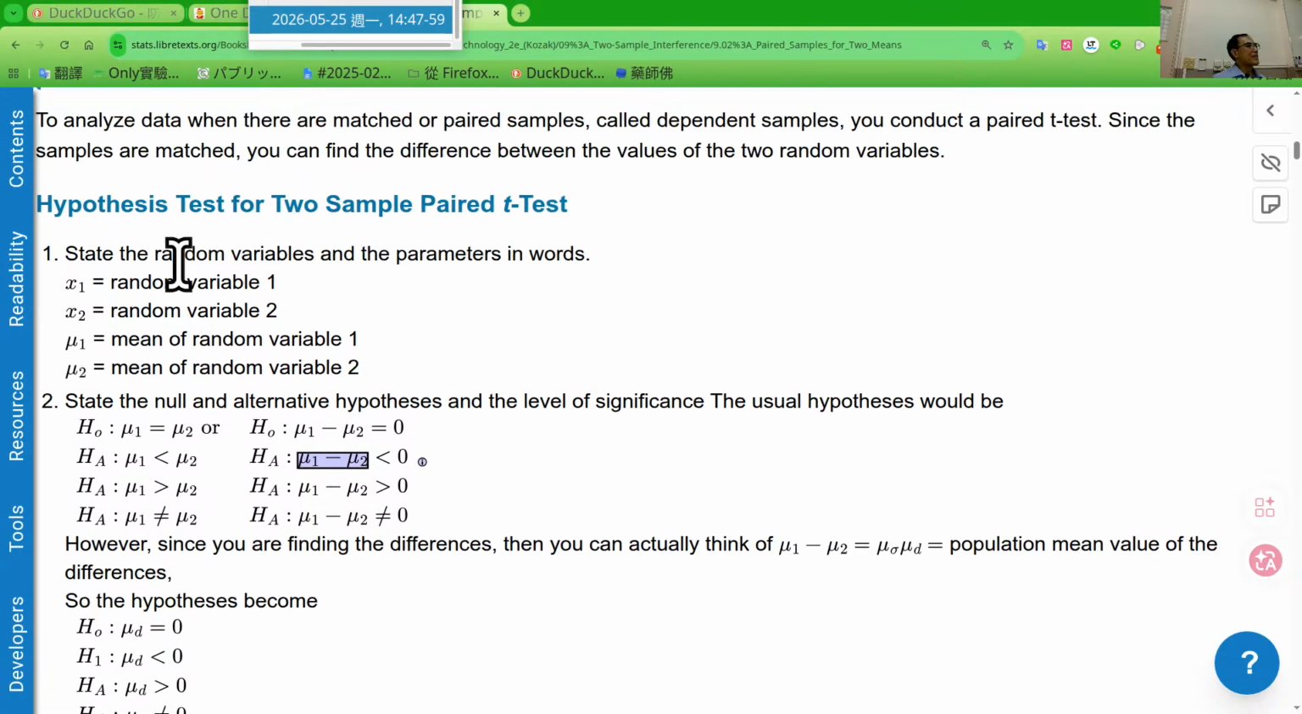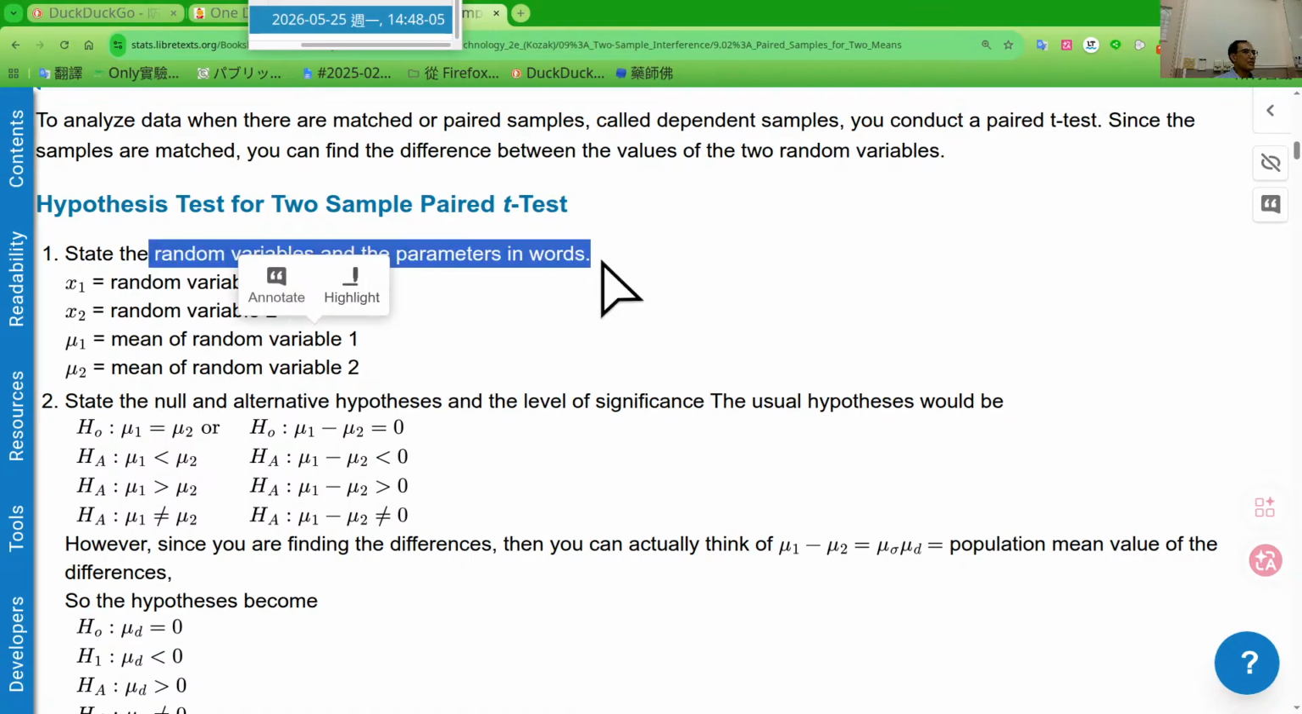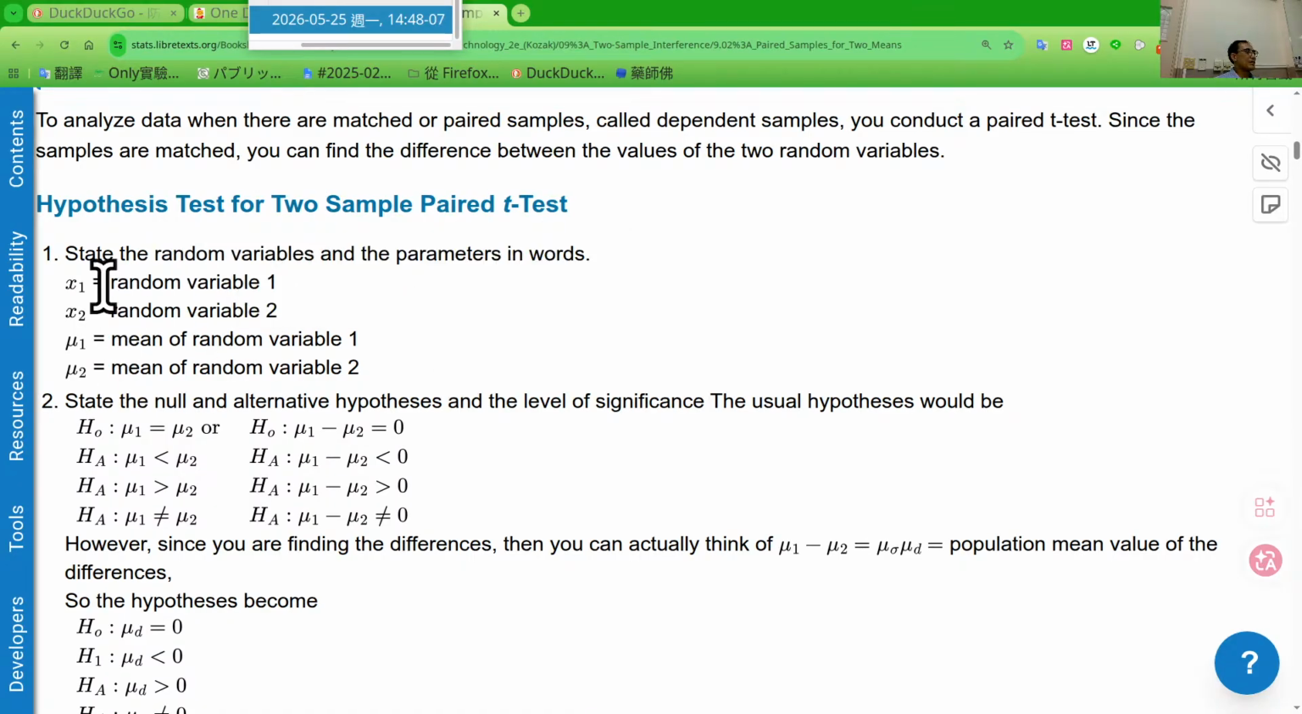Okay, hypothesis test for two sample paired t-test. Set the random variable and the parameters in words. X1, random variable 1. X2, random variable 2. Mu1, mean of random variable 1. Mu2, mean of random variable 2.